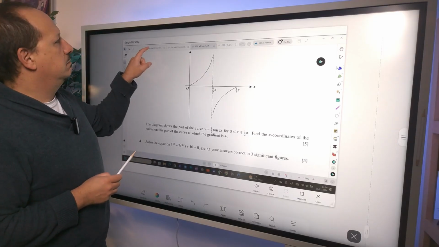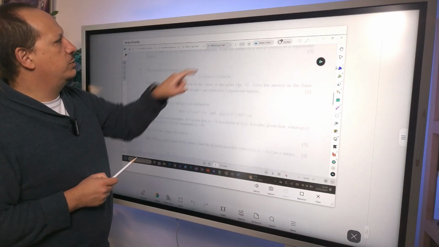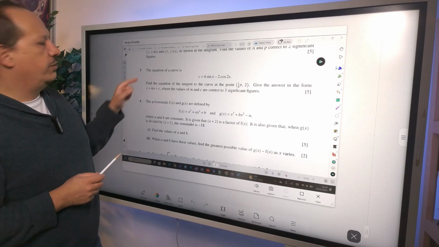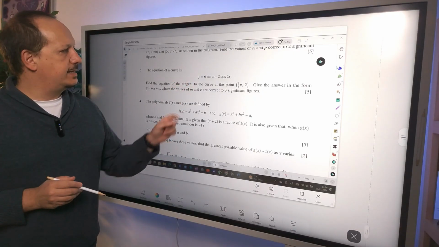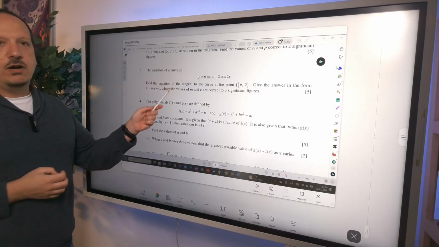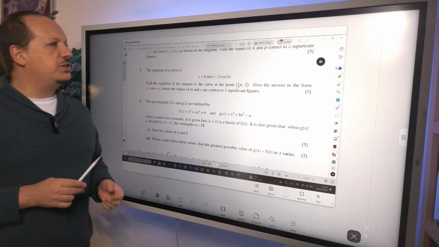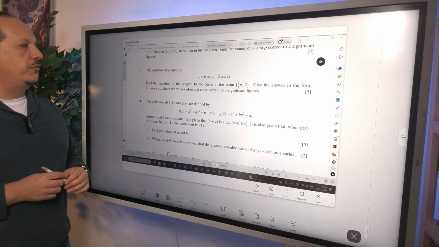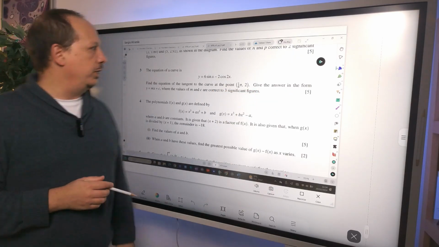Next question. Winter 2011. No, this is the one we just did. This is spring 2015, paper 21, and it is question 3. The equation of a curve is y equals 6 sine of x minus 2 cosine of 2x. Find the equation of the tangent to the curve at the point pi over 6, 2, and then give the answer in the form y equals mx plus c, where the values of m and c are correct to 3 significant figures. Also 5 points.